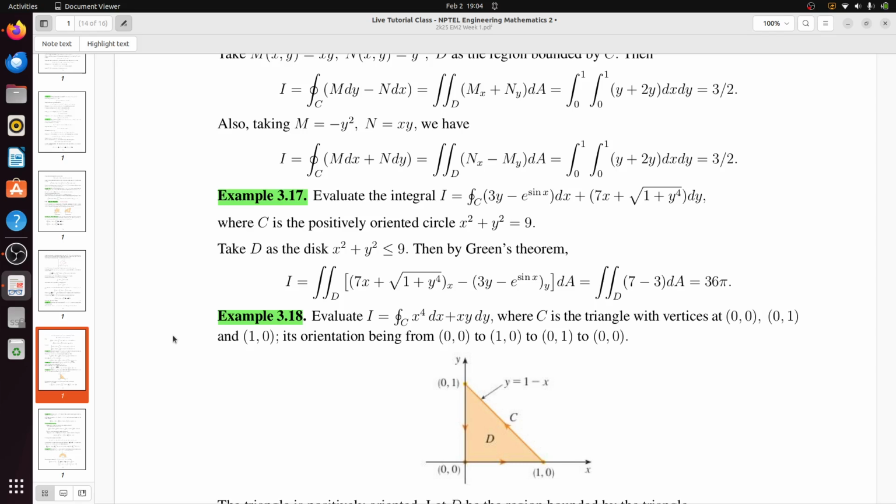Are you giving it a try? See, very simple problem. Yes sir, yes sir. Very simple problem.